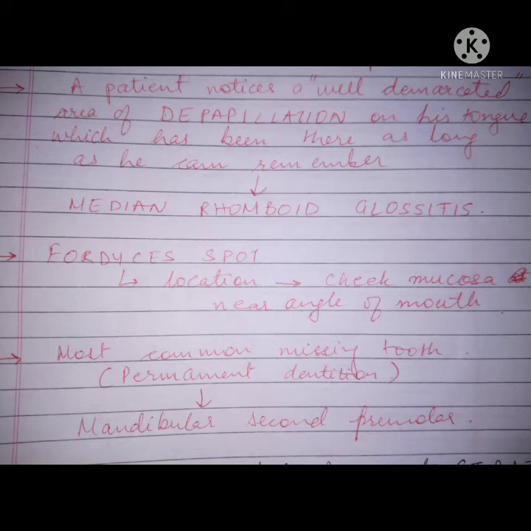Okay, so the next question is a patient comes to you and tells about a well demarcated area of depapillation on his tongue, which he has been seeing there for a long time. As long as he can remember, this well demarcated area of depapillation is present on his tongue. So what is this condition? Is it geographic tongue? No, because in geographic tongue it keeps migrating to different parts of the tongue, but this person has told that he has been noticing it since many years in the same position. So mostly it will be median rhomboid glossitis, right?